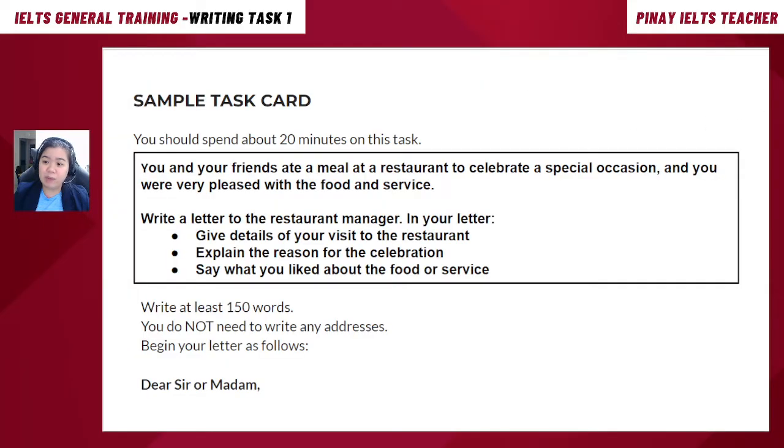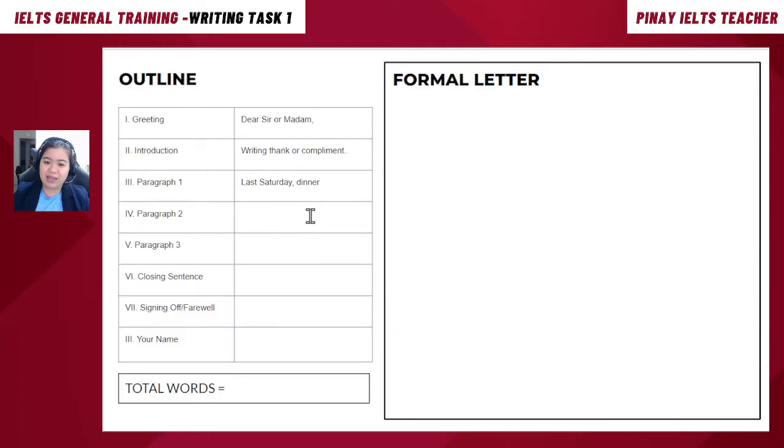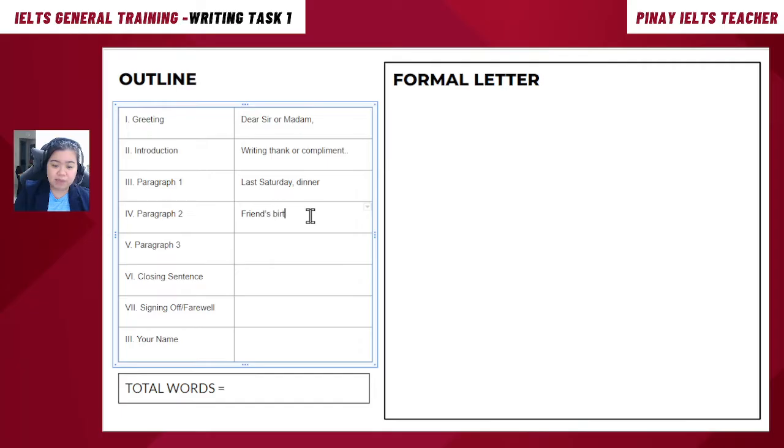Right? Now let's go to paragraph 2. It says, explain the reason for the celebration. So now you're going to explain why you are celebrating. Okay, so I'm thinking that it perhaps was a friend's birthday. I would say friend's birthday.